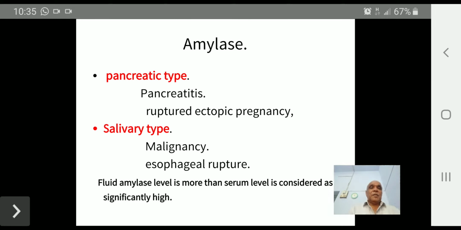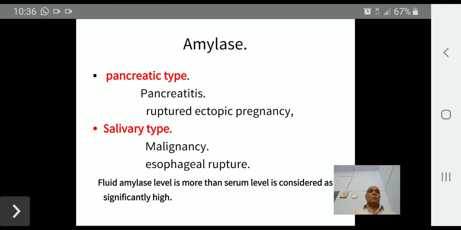When we suspect the pancreatic origin of the effusion, we should do the amylase level in the fluid. Amylase level is of two types: one is the pancreatic type and the second is the salivary type. In pancreatitis and rupture of an ectopic pregnancy, the pancreatic type of amylase is raised.